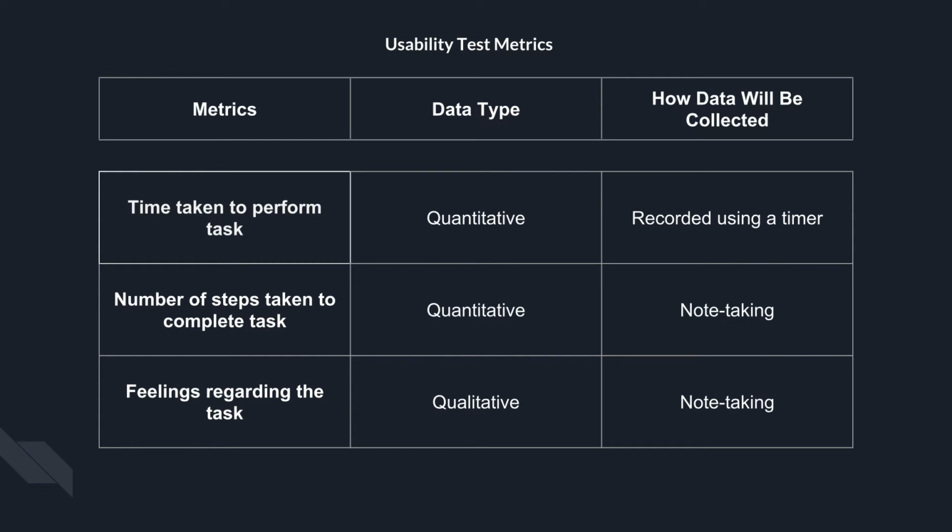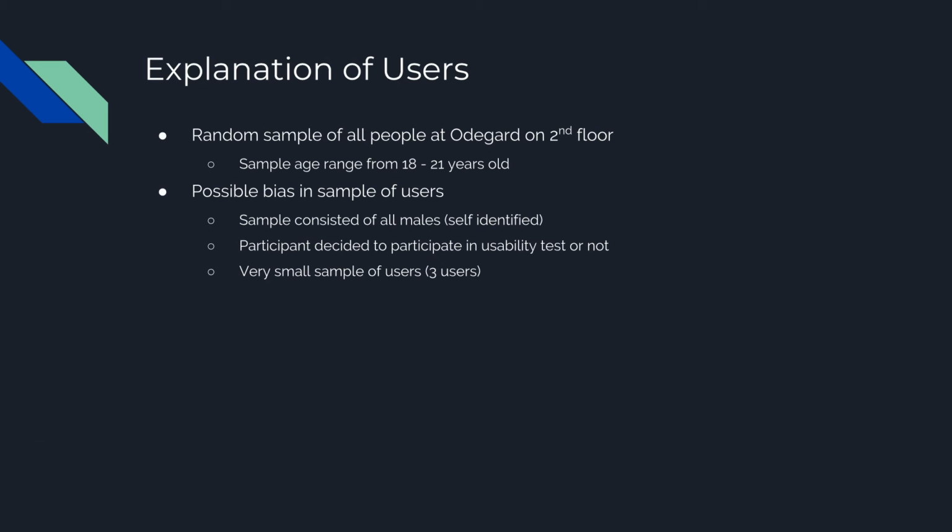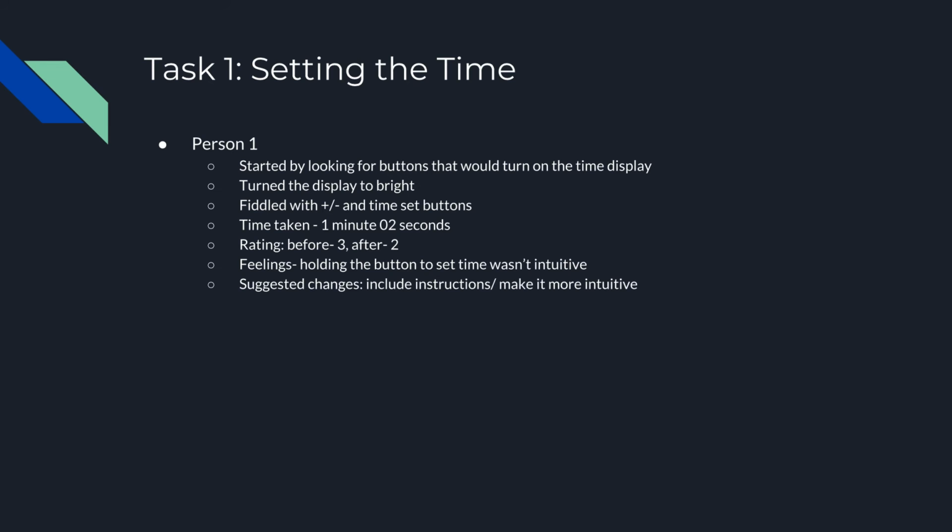Our metrics were time to complete task, number of steps taken to complete task, and thoughts and feelings before and after completing task. In selection of our participants, we used hallway testing, which is a usability test using randomly selected people in order to reduce bias and to quickly identify any major problems on the object. For task 1, which was setting the time, the results were as follows.